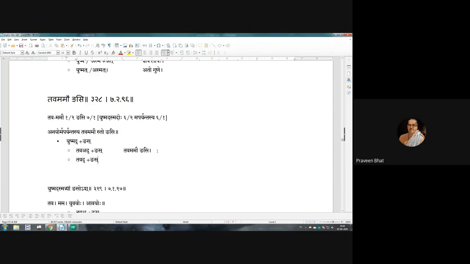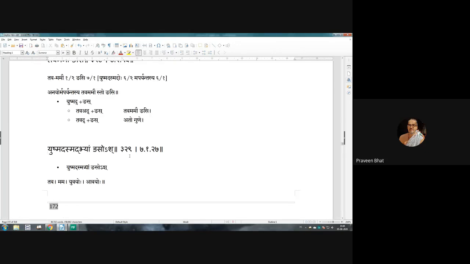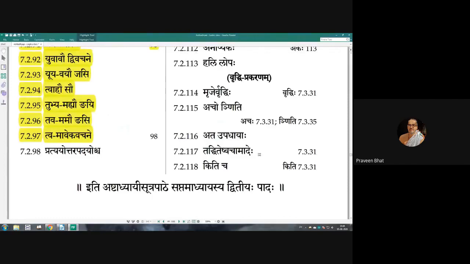And then next sutra is invoked here. So this is ato gune. Yushmad asmad bhyam nyaso ash. Sutra here is yushmad asmad bhyam nyaso ash. 7127. So we jump back and forth padas.